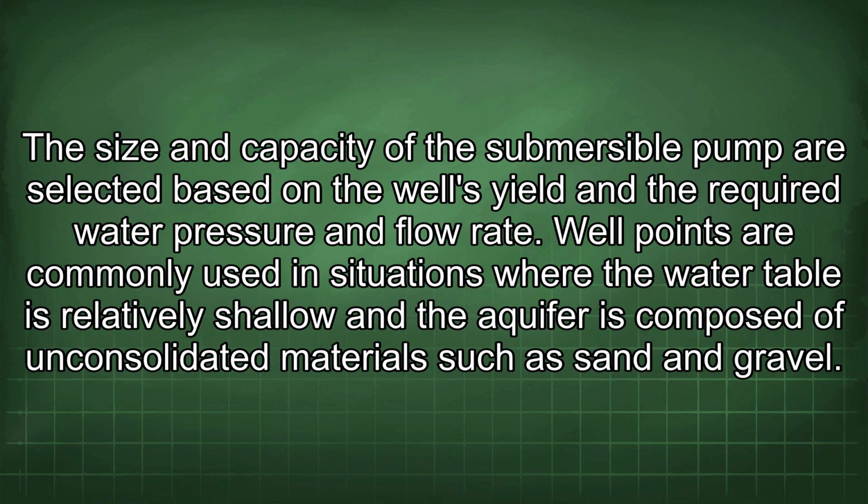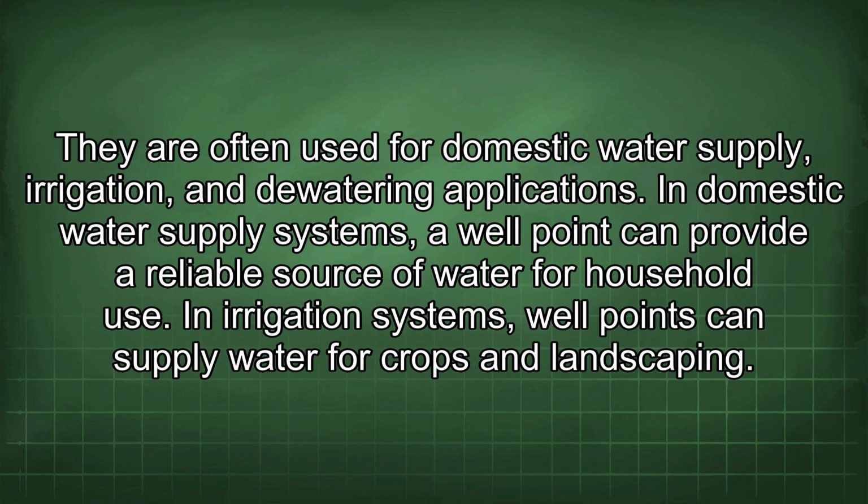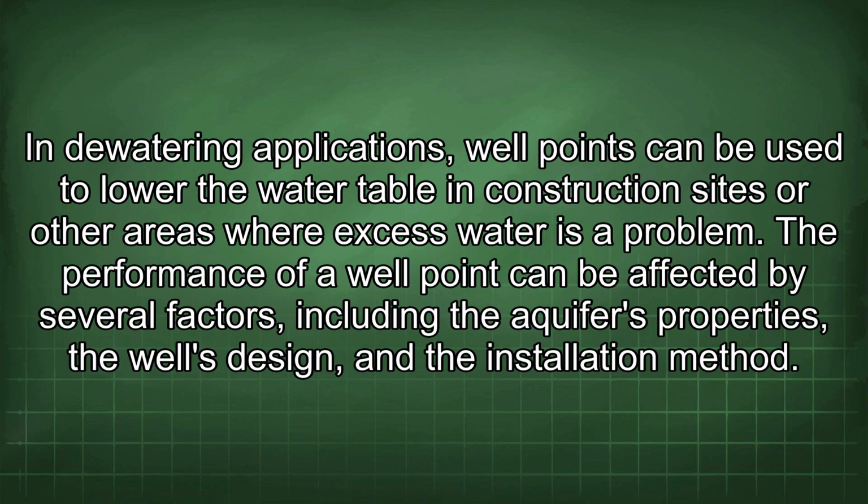Well points are commonly used in situations where the water table is relatively shallow and the aquifer is composed of unconsolidated materials such as sand and gravel. They are often used for domestic water supply, irrigation, and dewatering applications. In domestic water supply systems, a well point can provide a reliable source of water for household use. In irrigation systems, well points can supply water for crops and landscaping. In dewatering applications, well points can be used to lower the water table in construction sites or other areas where excess water is a problem.